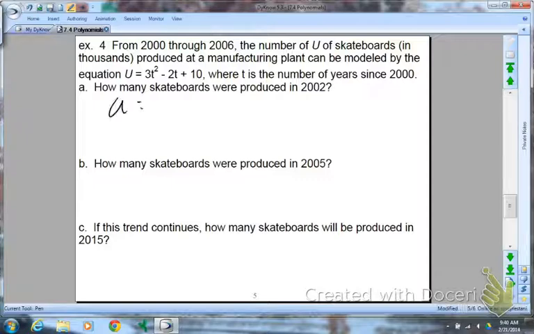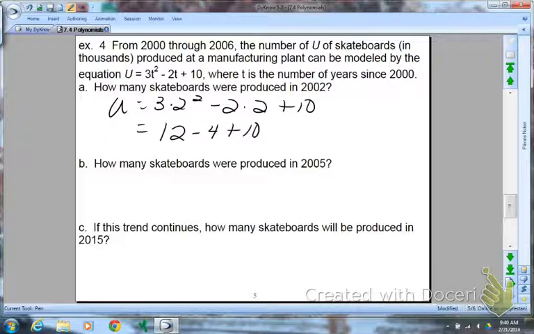So U is equal to 3 times 2 squared minus 2 times 2 plus 10. Simplify using the order of operations. 2 squared is 4 times 3 is 12 minus 4 plus 10. And 12 minus 4 is 8 plus 10 is 18. Now that's 18 skateboards produced? 18 thousand, because remember it's in thousands. So 18,000 skateboards were produced in that year.